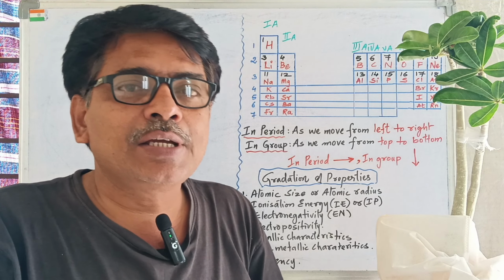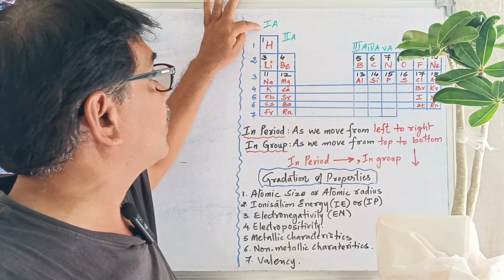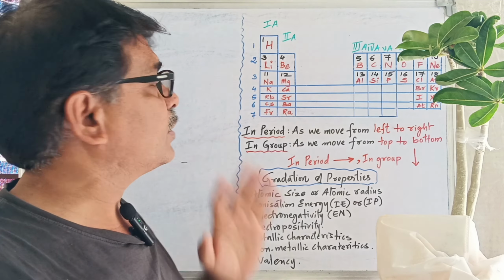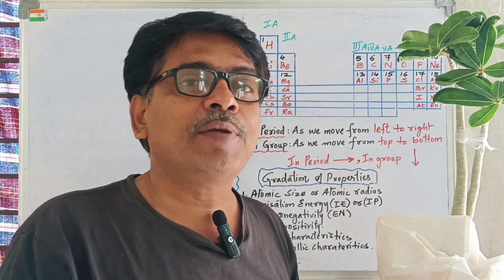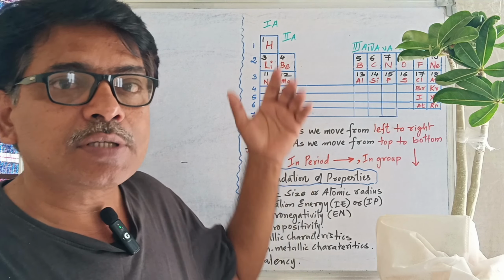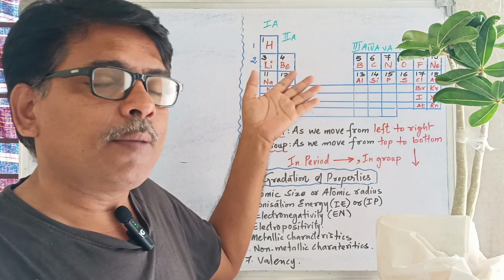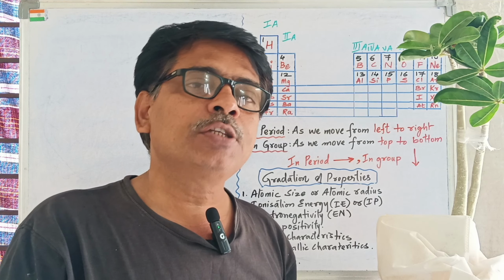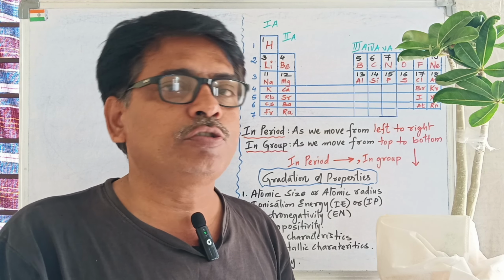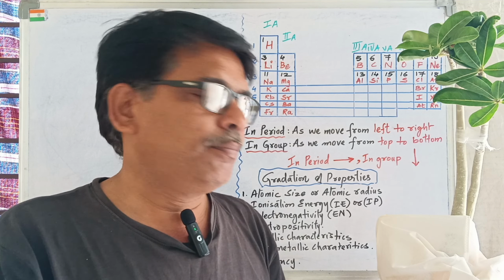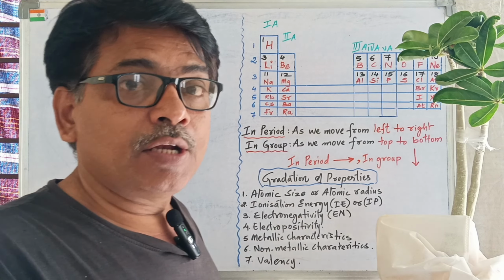Suppose you want to discuss groups, so I'll select first group. My favorite is first group. I'll be speaking about hydrogen, lithium, sodium, potassium, rubidium, cesium and francium. If you want to speak about second group, your choice is second group. Happily you can take second group, starting with beryllium, magnesium, calcium, strontium, barium and radium. It is your choice. But you should not intermix two periods or two groups.